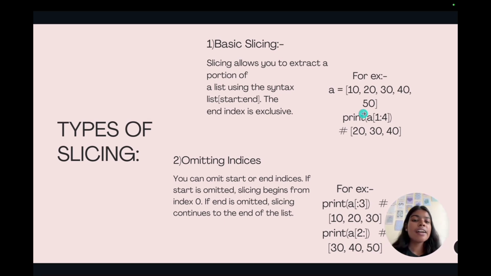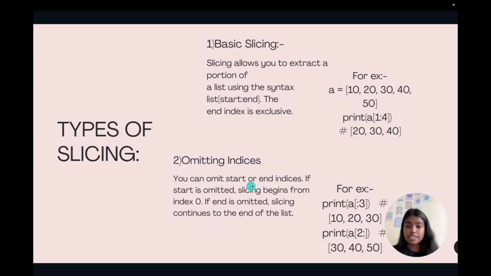For example, I have taken a list having items 10, 20, 30, 40, and 50. And if I have to print 1 colon 4, it will include the element at first index, but it will exclude the element at fourth index. Here you can see 10 is at 0th index and 20 is at first index. So 20, 30, and 40 will be in the list.